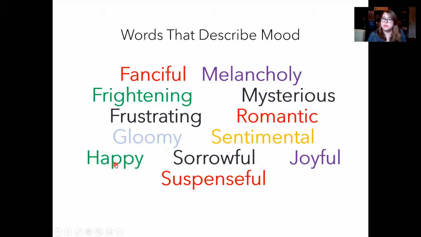Now, these are not the only words that we would use to describe mood, because we know that there are any number of words that we can use when we talk about our own personal moods. Some of these words are overall positive. Words like joyful and happy and fanciful are good examples of positive words, whereas words like melancholy, frustrating, and gloomy, we would say, well, that's more of a negative feeling. We also have words that don't express either strictly positive or negative.